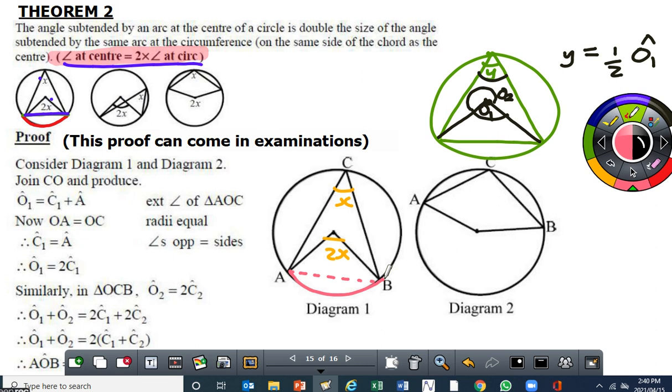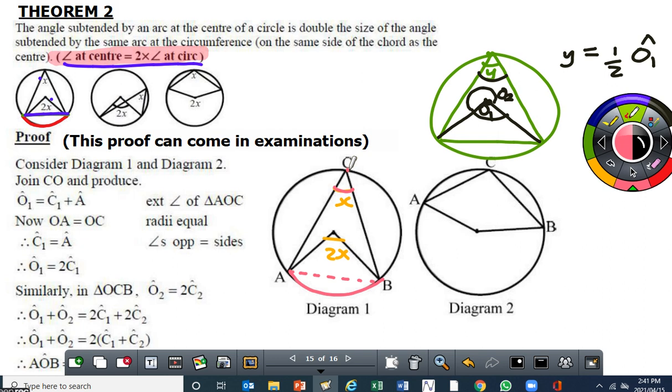So the angle at the center is 2 times the angle at the circumference if both angles are subtended by the same arc. This angle here must be at the circumference. If it's inside the circle, then the theorem is invalid. So one angle must be at the center, the other one must be at the circumference, and both angles must be subtended by the same chord or same arc.